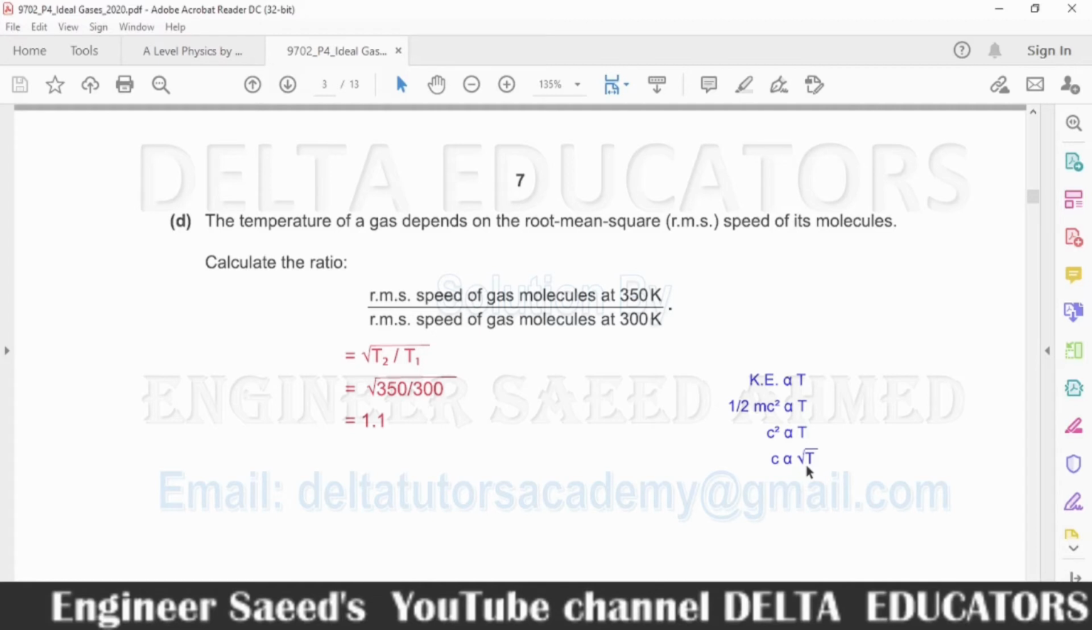So simply here we can say RMS speed of gaseous molecule at 350 Kelvin divided by RMS speed of gas molecule at 300 Kelvin will be equal to under root 350 divided by under root 300. And by solving this one, we will get the answer 1.1. Since here it is ratio, and for ratio we don't have any unit, so this 1.1 will be without any unit, just we have to write the numeric value 1.1.